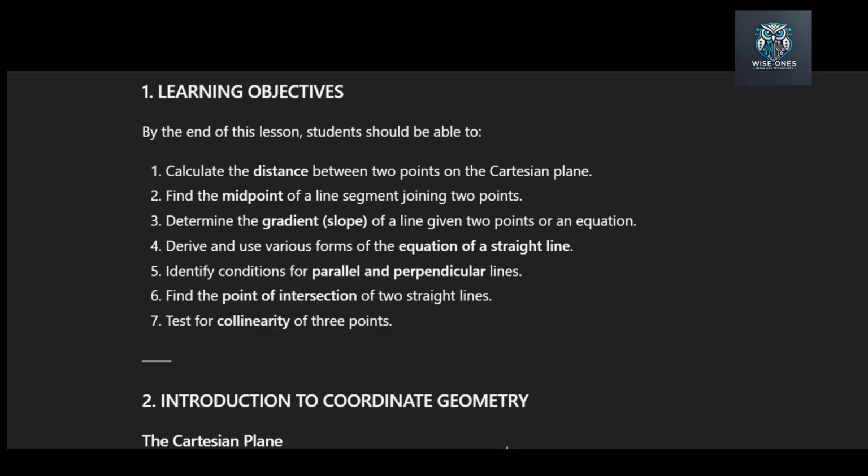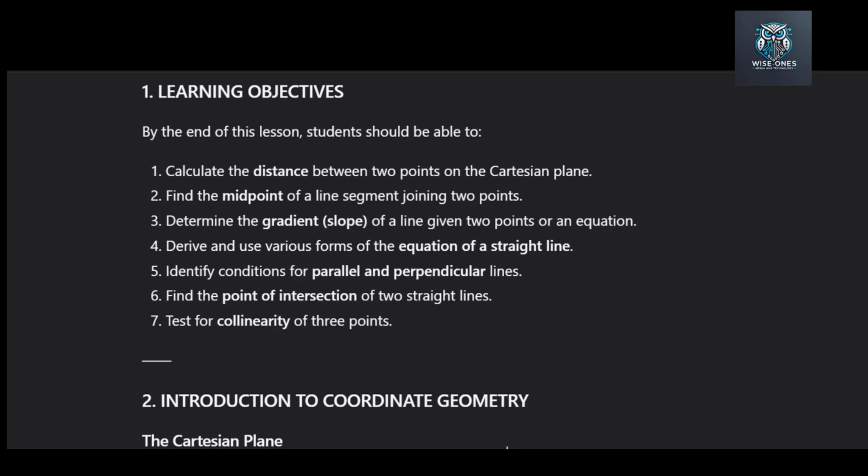Let us look at what we want to achieve by the end of this lesson. These are our learning objectives. By the time we finish, you should be able to calculate the distance between 2 points on the Cartesian plane. You will learn how to find the midpoint of a line segment joining 2 points. You will learn how to determine the gradient, also known as slope, of a line given 2 points or an equation. You will learn how to derive and use various forms of the equation of a straight line.